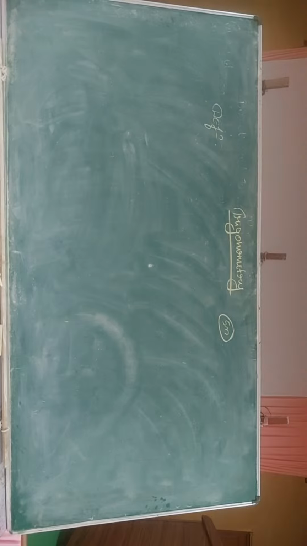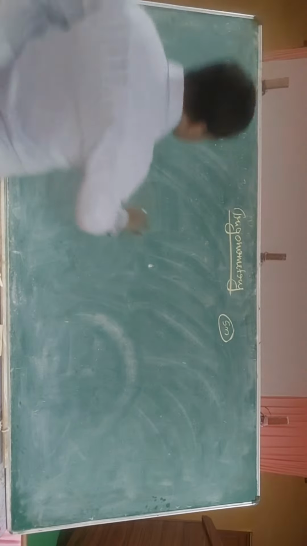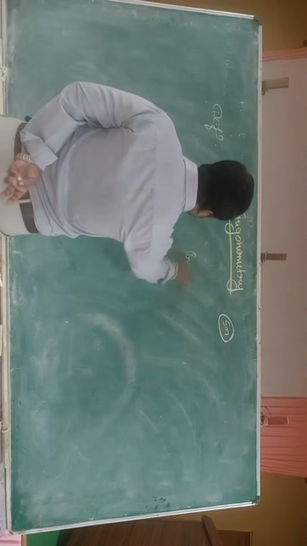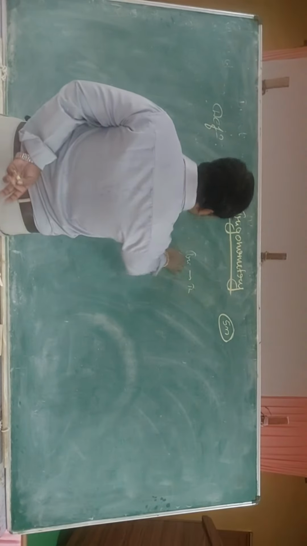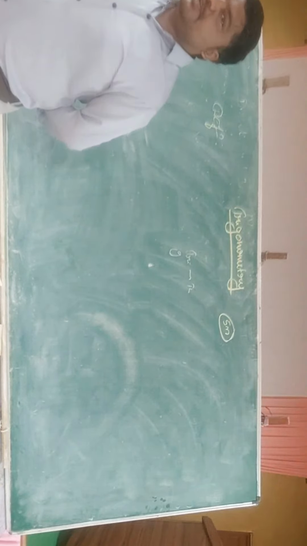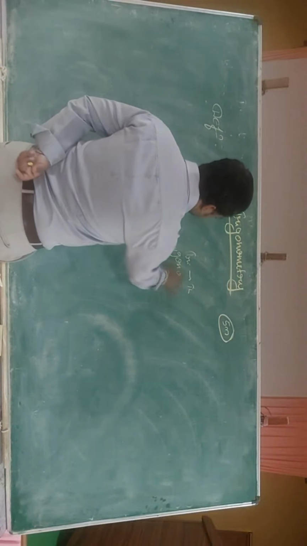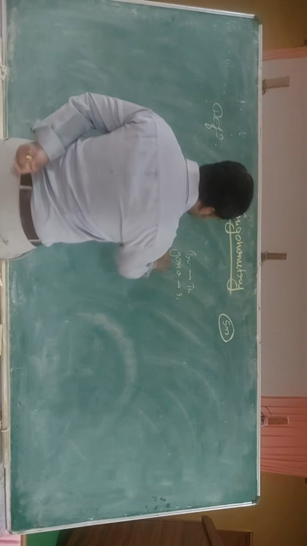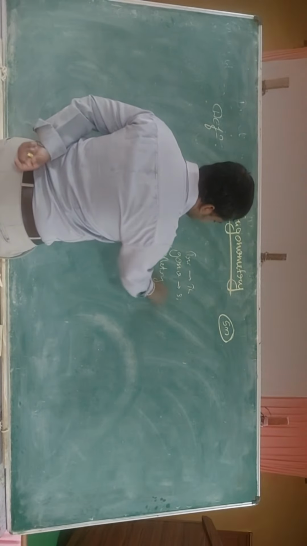Next you can write, tri means 3, gono means sides, metry means measurement. Tri means 3, gono means sides, and metry means measurement.